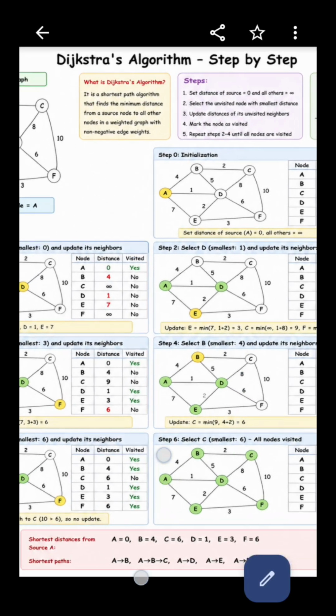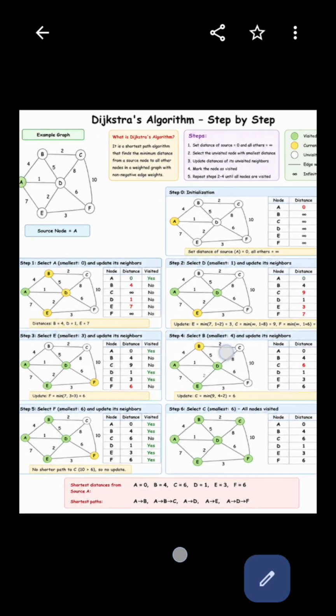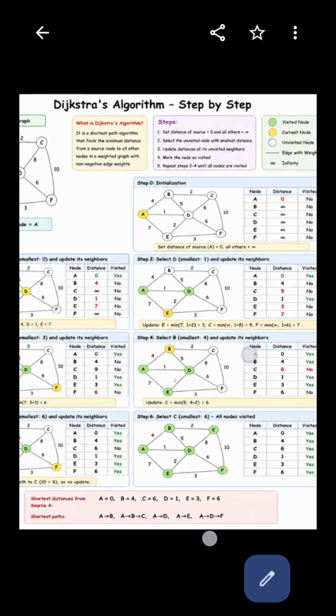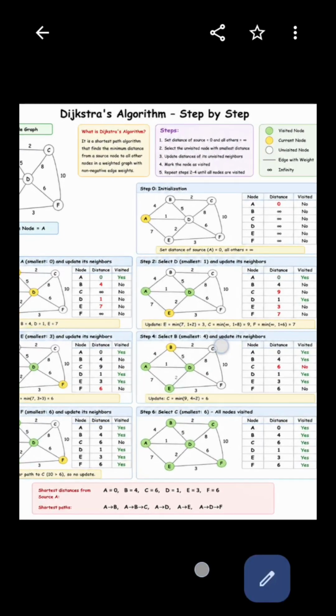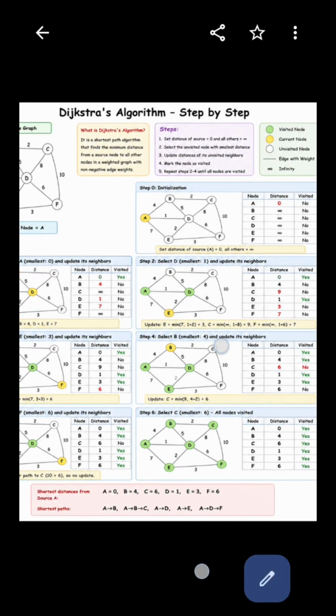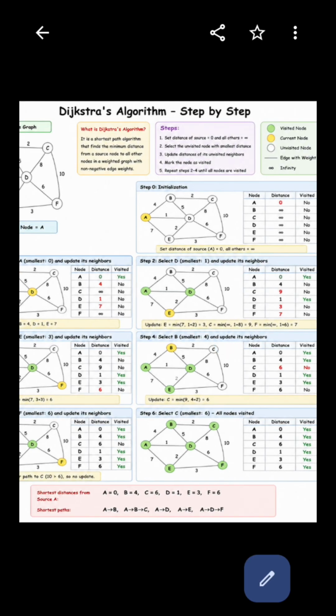So here, the shortest distances from source A are: A is equal to 0, B is equal to 4, C is equal to 6, D is equal to 1, E is equal to 3, and F is equal to 6, as per step 6. We are marking the distance of each and every node. So the shortest path will be in ascending order. So from A to B, then A, B, C, and then A to D, and then A to E, and then D to F. So we are marking the shortest path as shown below.